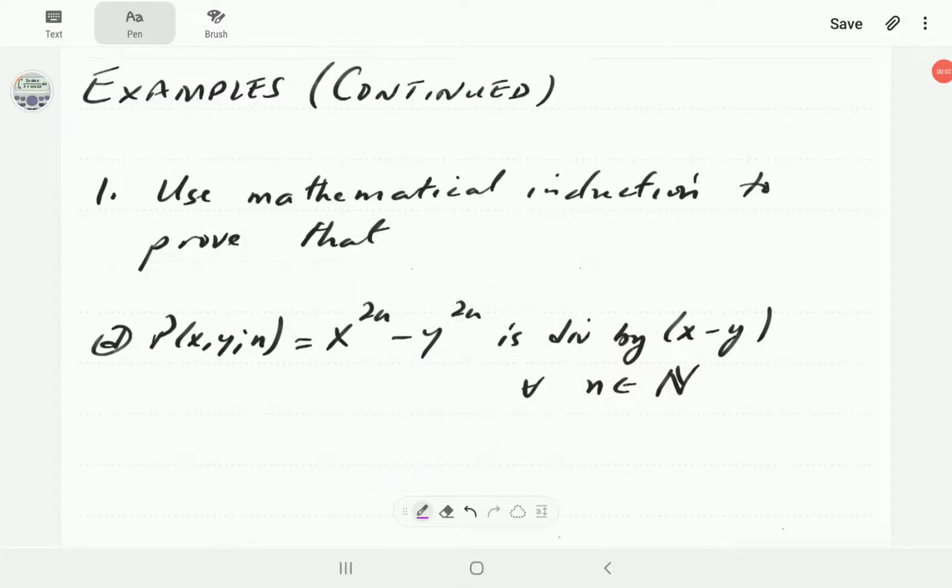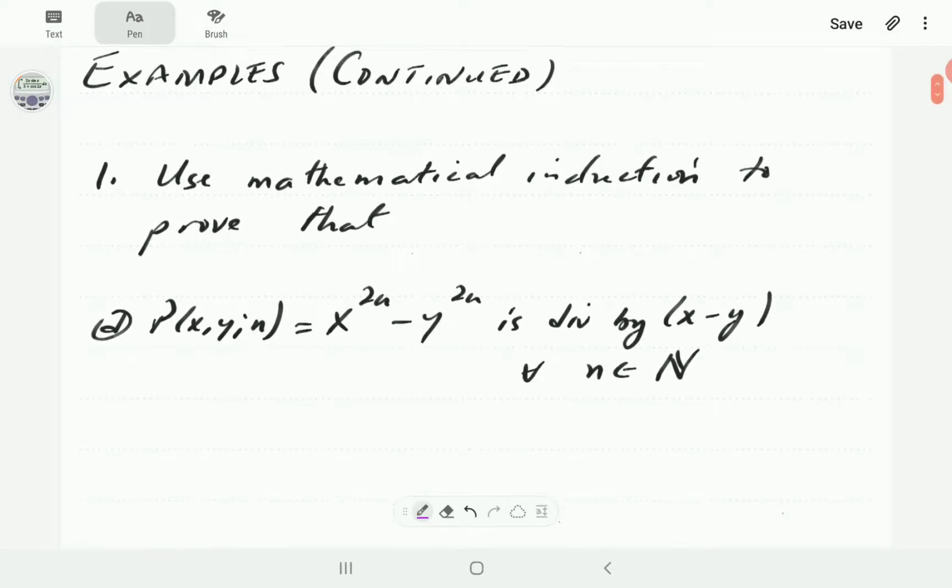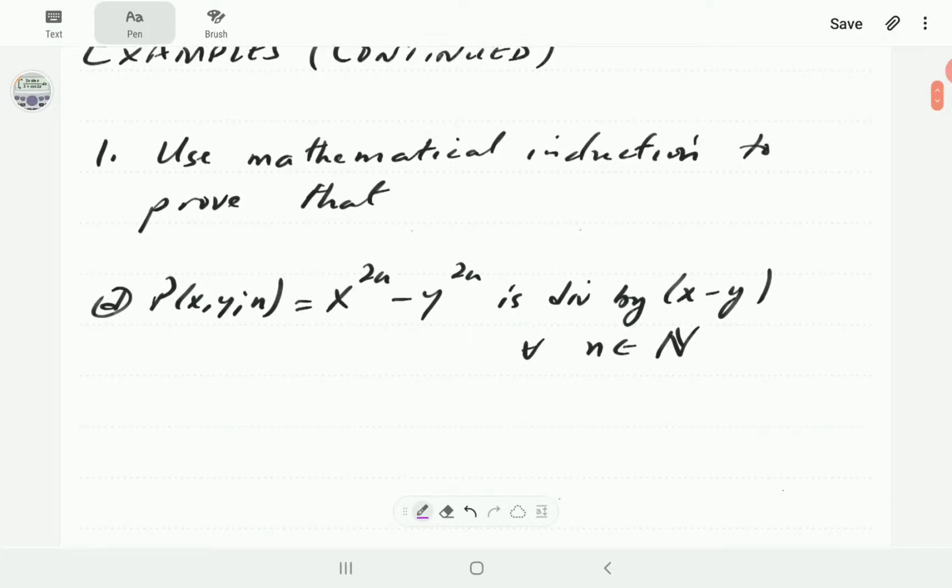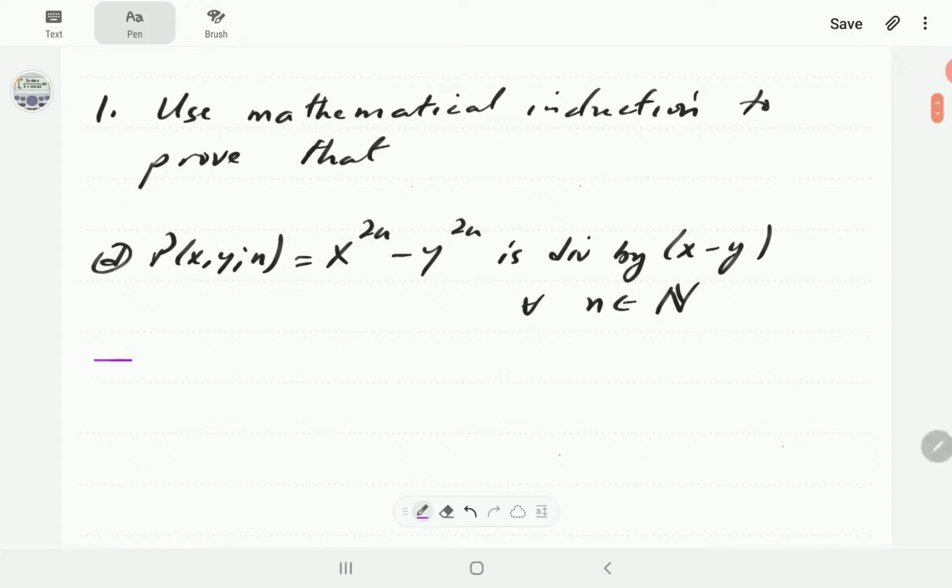Okay, this video is a continuation of the previous video where we worked on examples A, B, and C. In this example number D, we have a polynomial x to the power 2n minus y to the power 2n, and we want to prove that this is divisible by x minus y for all counting number values of n.